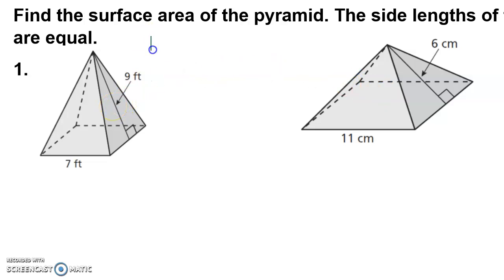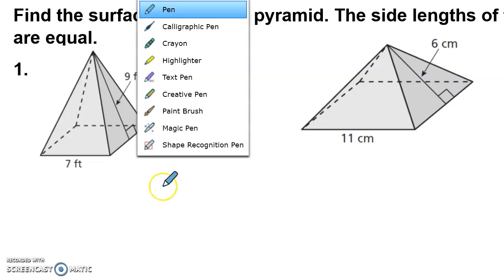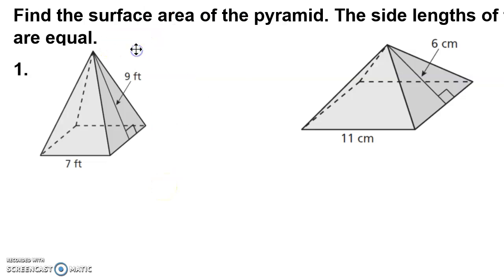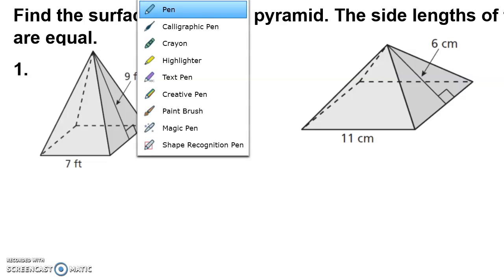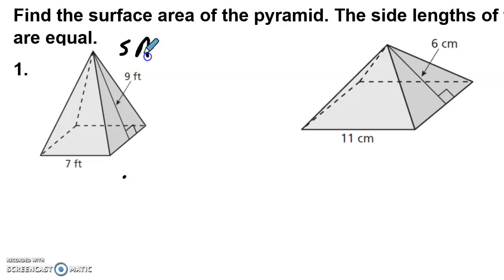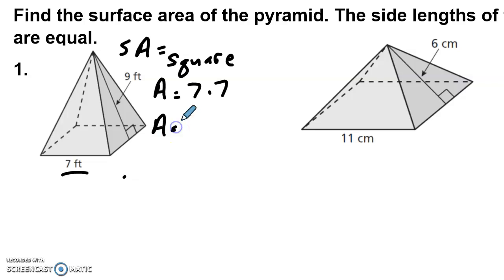Surface area is going to be the area of the base, so the square. Since that's 7 times 7, the area of the base is 49. Now, it's a square pyramid, which means now we have triangles. So the area is going to be half base times the height.